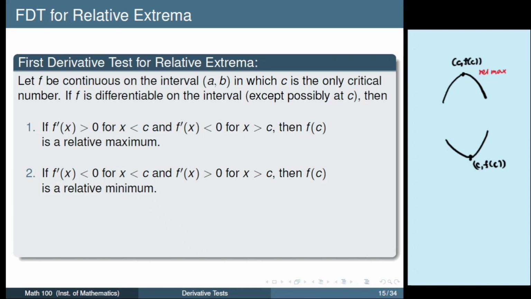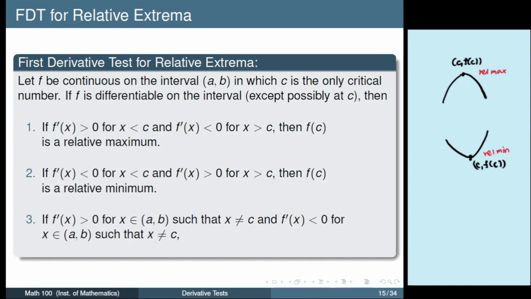Okay? And lastly, for letter C, if f prime of x is greater than 0 for x in AB such that x not equal to c, and f prime of x is less than 0 for all elements in AB such that x is not equal to c, then f of c is neither a relative maximum nor minimum. Okay? So, isasabi lang ng 3 na kapag hindi nag-change ng sign ang ating f prime from the left of c to the right of c, then it's neither a relative max nor a relative min. Okay?